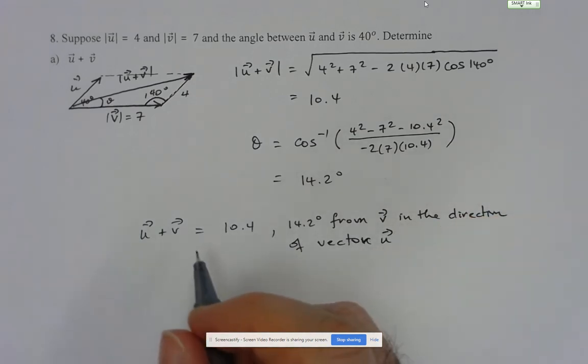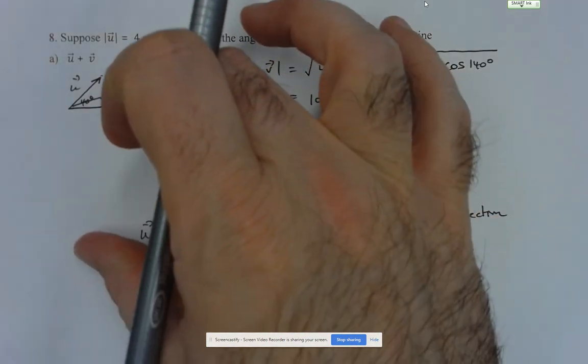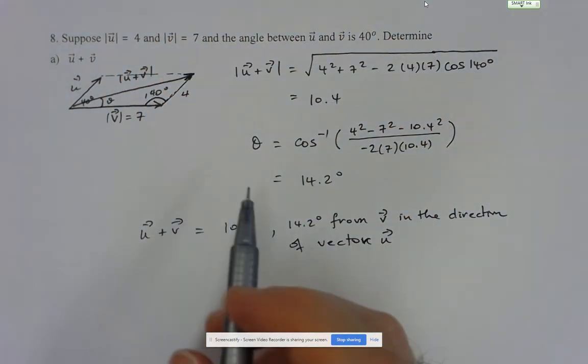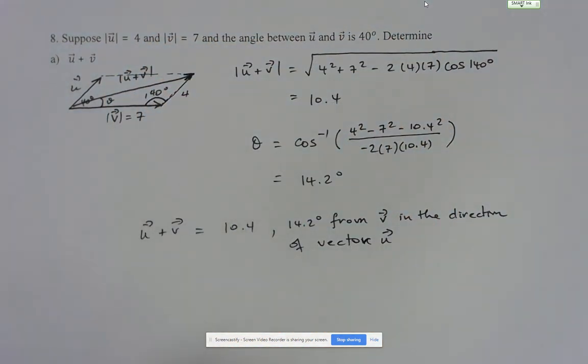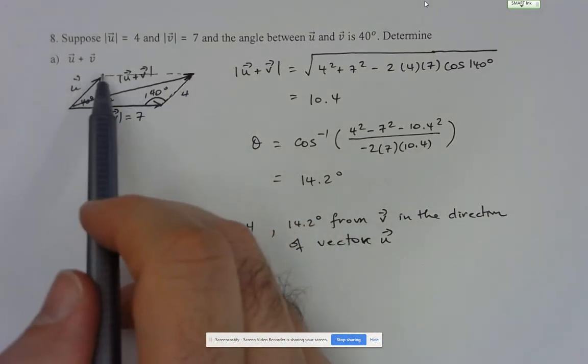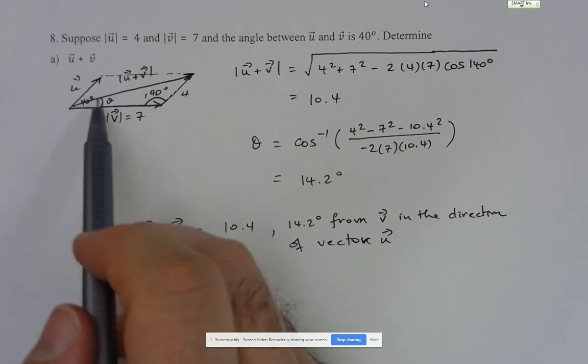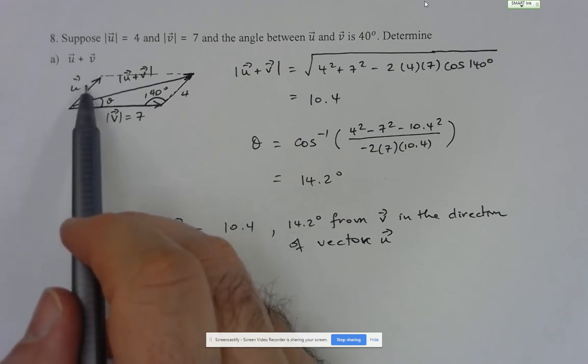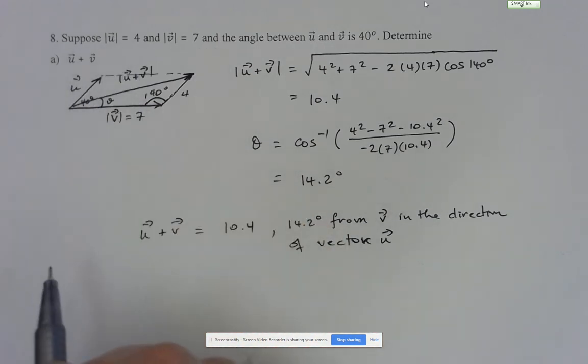What's nice about this description is no matter how I had drawn this scenario, I would end up with the same relationship. Now, had I worked with this triangle up here, I would probably have been describing it from vector U. Either one of them is completely valid because U plus V is the same as V plus U.